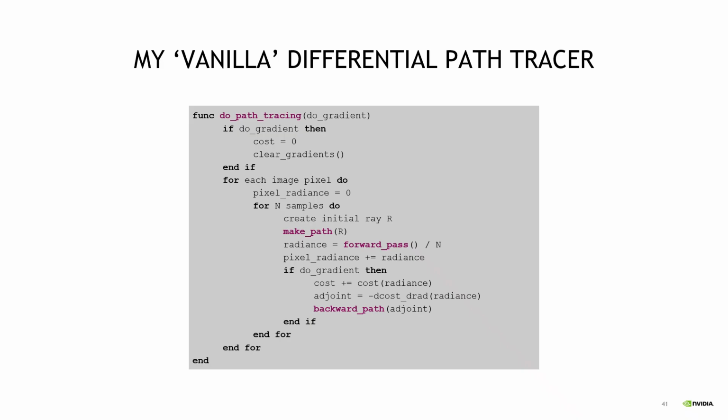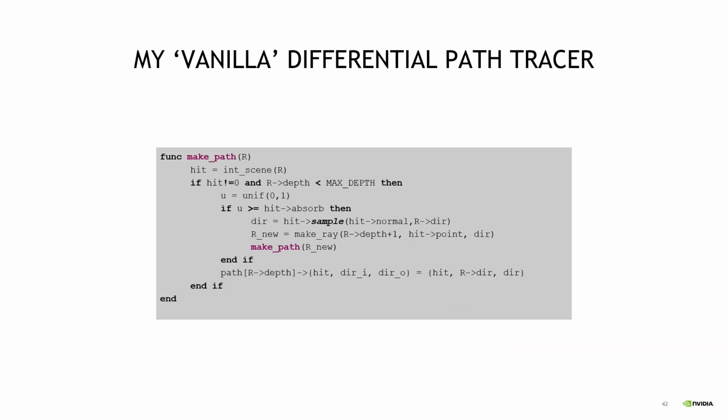It basically loops over all the pixels of an image and then creates a path in the scene. And then there's a forward path, and it's an option to compute the gradient. So if the user wants a gradient, then you perform a backward path, computing the adjoint and the gradient. So here the make path is just the usual. It's very simple. It's just a recursive call over all the objects in the scene. So it's not efficient. I wrote this code just as a proof of concept, and it was fun to do anyway.